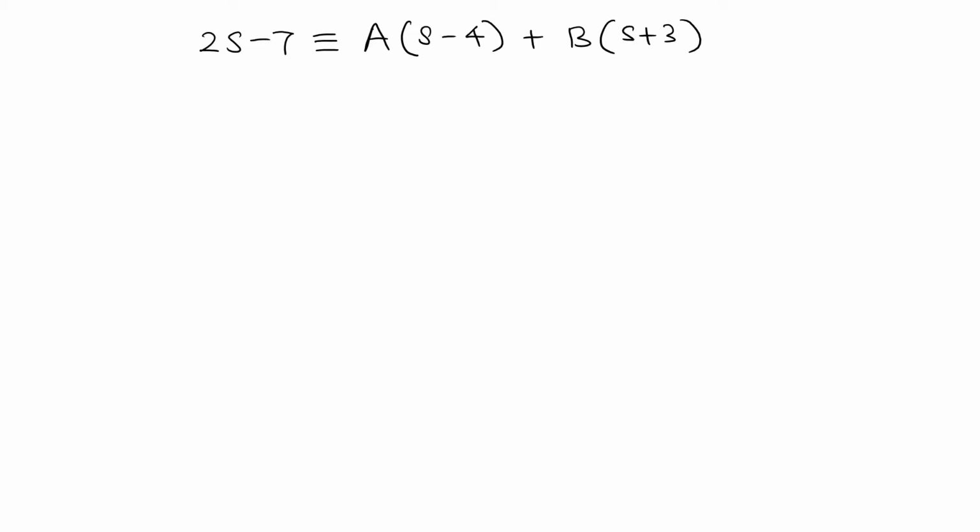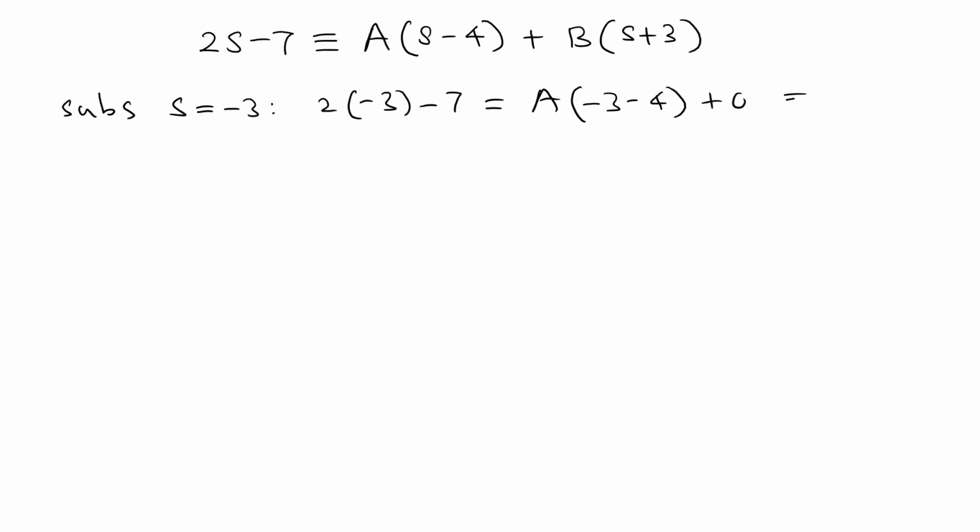As we discussed, we're going to find A first. We're going to substitute s equal to negative 3, which is the 0 of the other term. When you do that, you get 2 times negative 3, minus 7, equal to A times (negative 3 minus 4). You can see the other term is simply 0. So this is going to give you the value of A. If you solve for A, you get 13 divided by 7. It doesn't really matter what numbers you get, and this is the number you get.